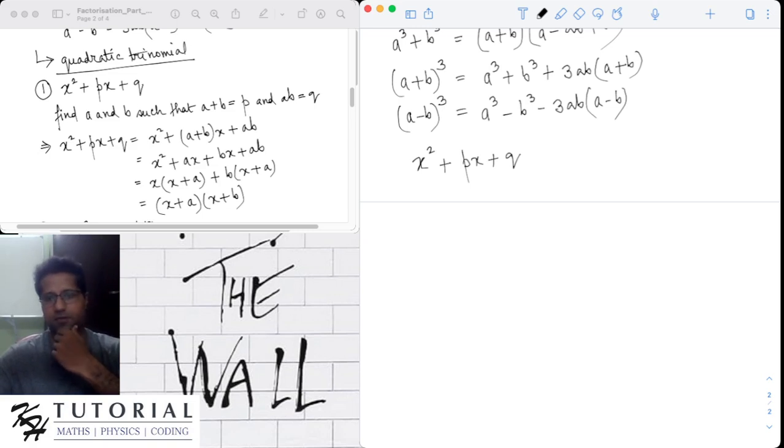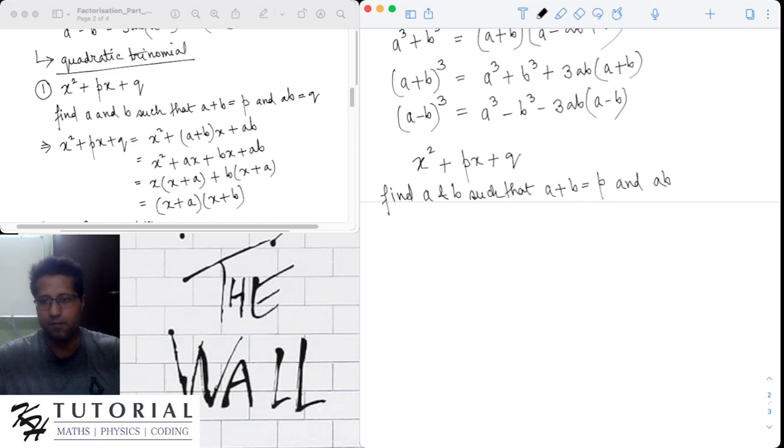So how will you factorize this? If you are given any polynomial of this form, that has only one variable x, and instead of x it could be any other variable like y or z or t, and there is no coefficient of x square, and you have a coefficient p of the term having the variable x, and there is a constant term q, then the idea is that based on the constants p and q, you have to find two numbers a and b such that a plus b is equal to p, and a multiplied by b is equal to q.